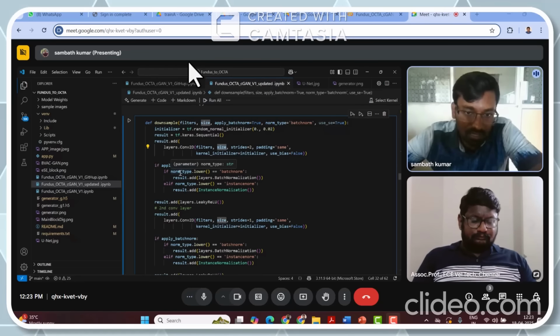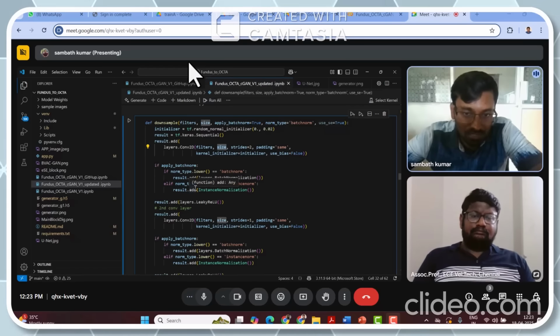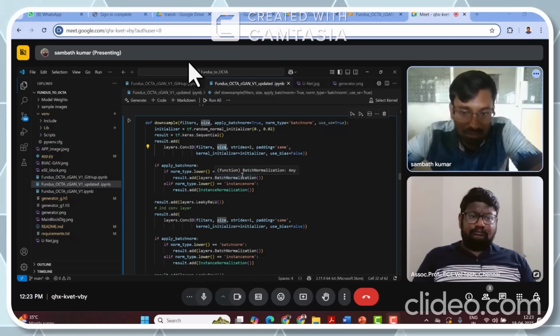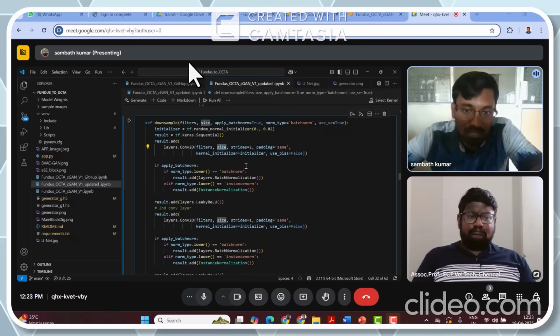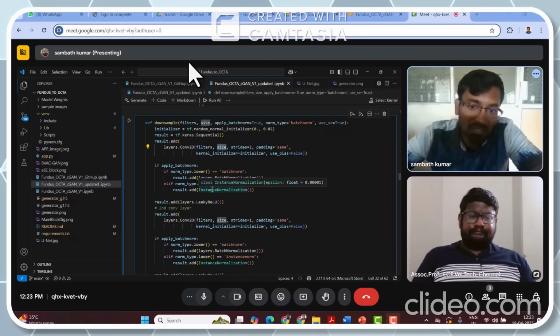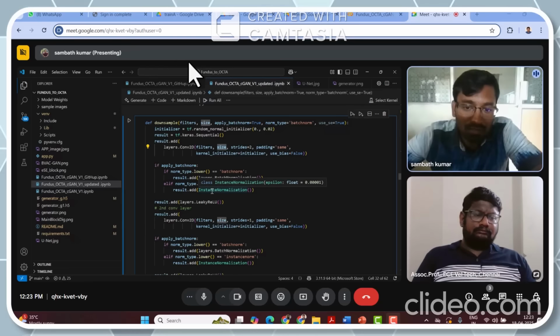Then after that, we have normalization. Generally there are 2 different normalizations available: batch normalization as well as instance normalization. Every year we have only a very small number of images for training as well as testing, so we are doing normalization with instance normalization only. Instance means each and every image is normalized on its own, based on its resolution.